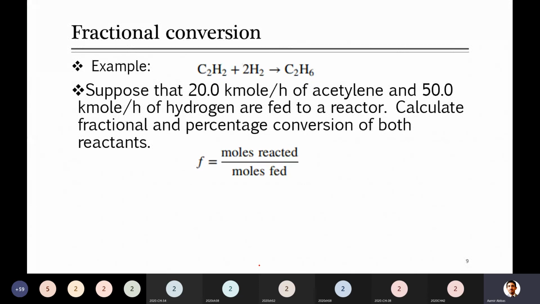Guys, moles reacted over moles fed. Simple. Remember here, conversion is a separate value for each reactant. This will be a separate value for each reactant because some are completely consumed, some are not consumed completely. So here is the fractional conversion of C2H2. Can you tell me what the fractional conversion will be before I show you?